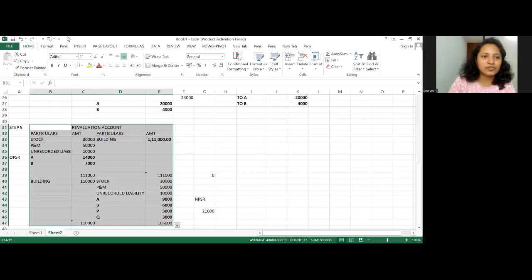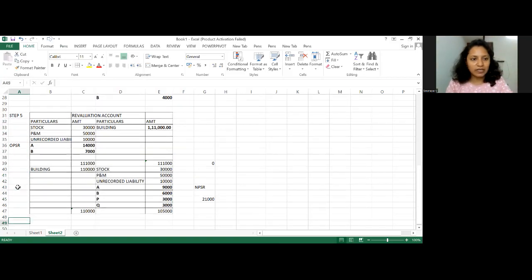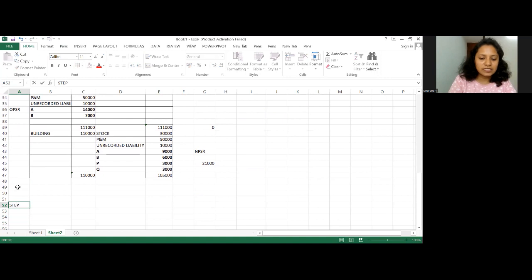Once the revaluation account is done, we'll go to the final part of our partnership accounting, which is step 6, capital account.